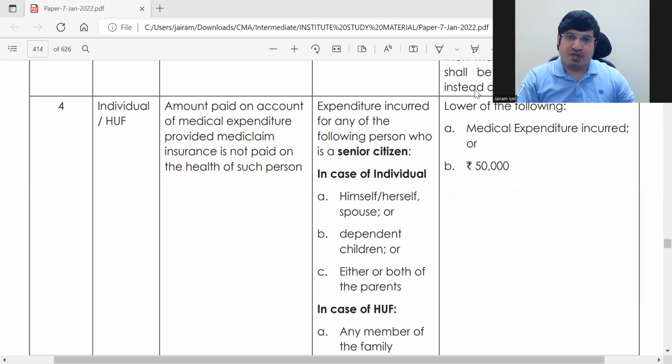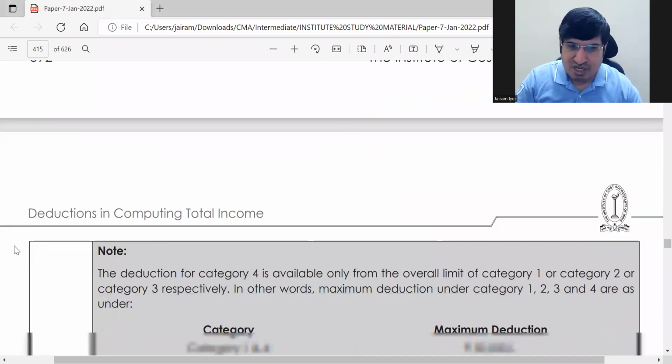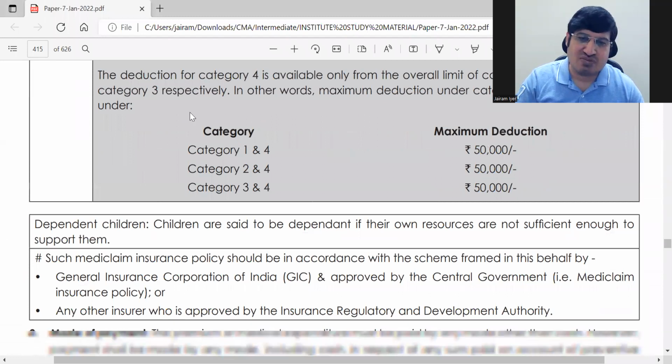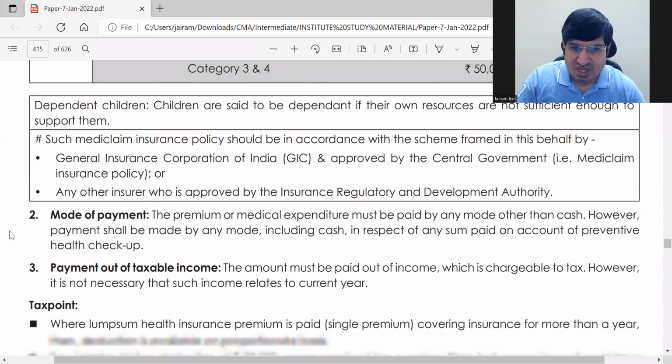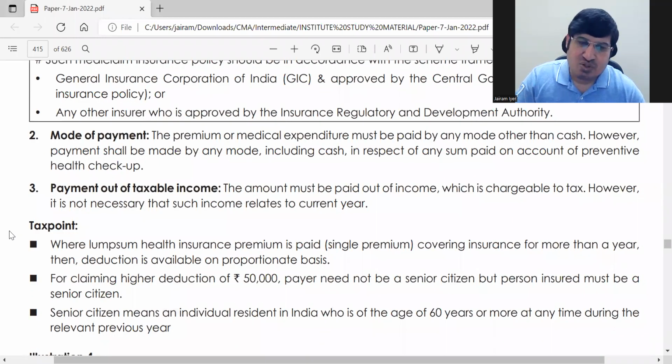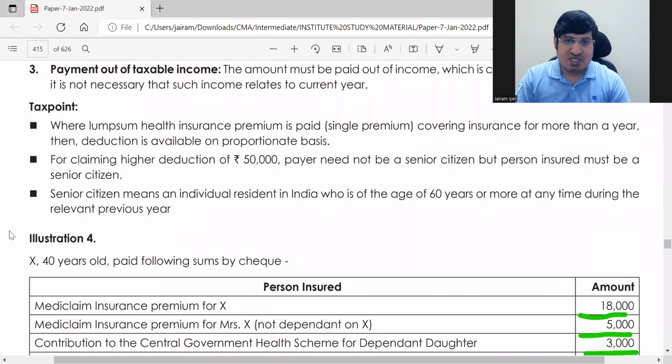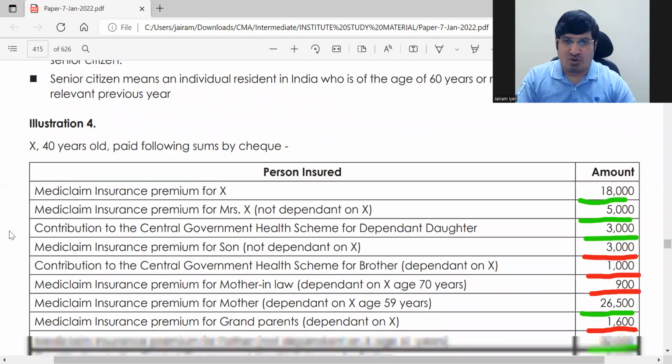I did this quickly before the problems so that you will be fresh. And then the last point, as I had already told you, 1 and 4 should not exceed 50,000, 2 and 4 50,000, 3 and 4 50,000. That's the maximum limit. Payment should be by an electronic mode, any mode other than cash. For a medical checkup you can pay by cash.